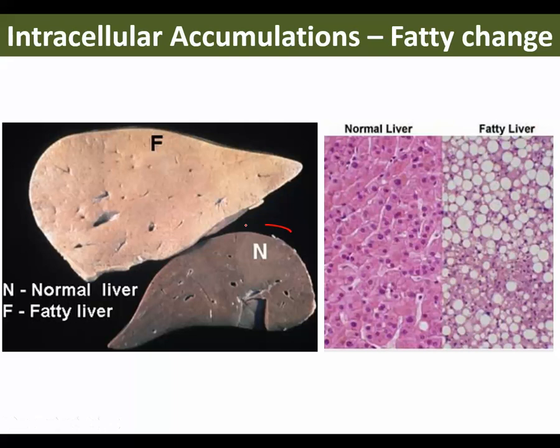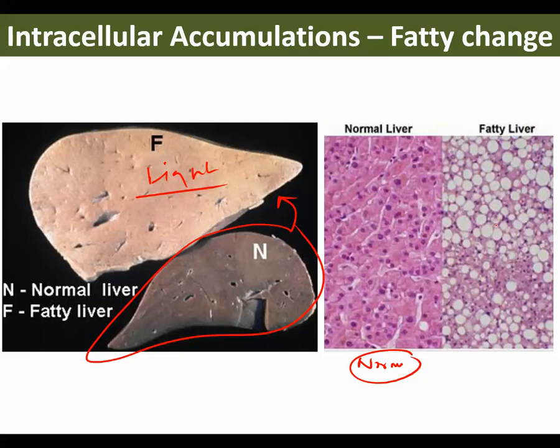So this is the normal liver, and when it becomes fatty liver, it becomes large and dull in color, light color. This is the normal liver cells, hepatocytes. Because of fat accumulation, you can see bubbles inside the cytoplasm. It is nothing but fat.